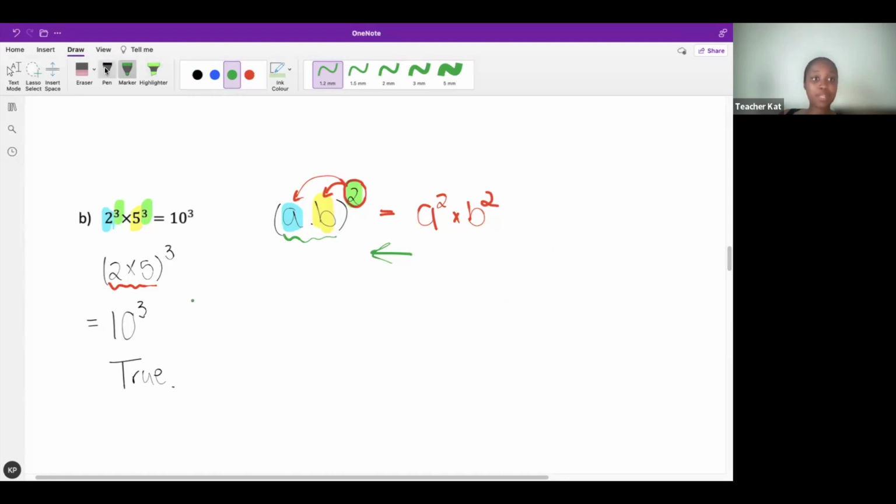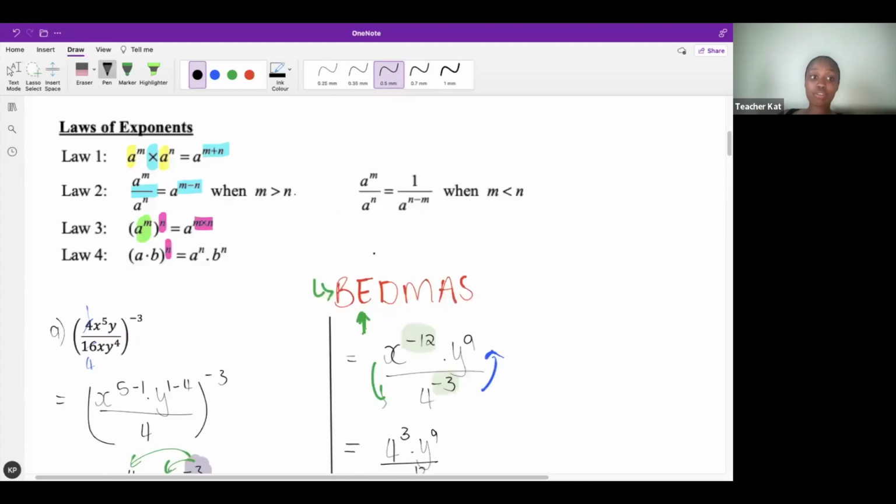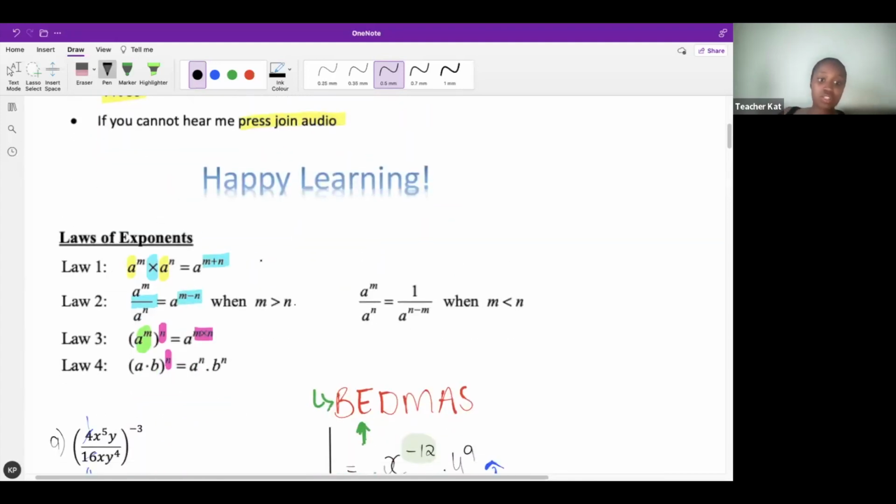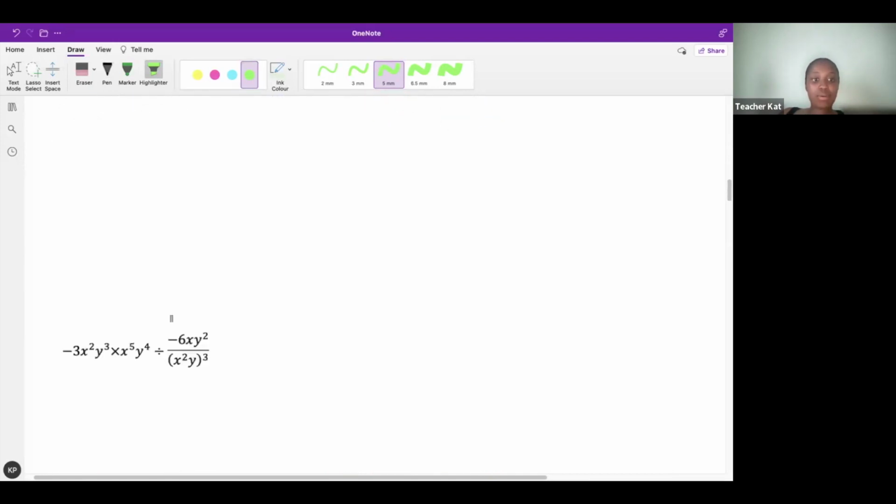So don't be trapped by such questions, guys. Check if the laws that you are working with are not inverses of current laws. These laws work front to back, back to front. The law I was talking about now is law number 4. It's this one. We had two bases, a to the power of n times b to the power of n. So I've just gone backwards now and I took out the n and I multiplied those guys inside.